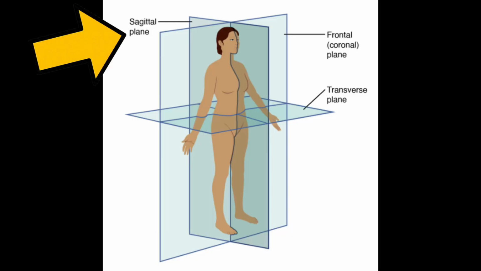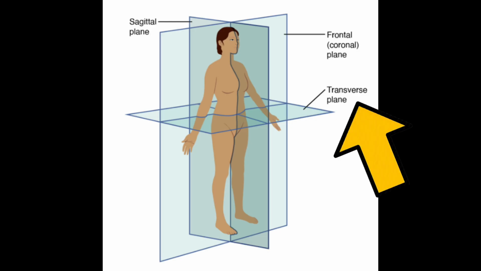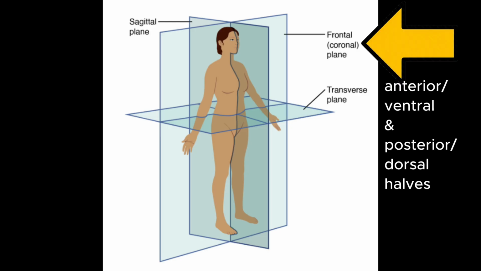Identify and describe the anatomical planes in which a body might be viewed. The sagittal plane is when the body is divided into left and right halves. The transverse plane is when the body is divided into superior and inferior halves. And the frontal/coronal plane is when the body is divided into anterior/ventral and posterior/dorsal halves.